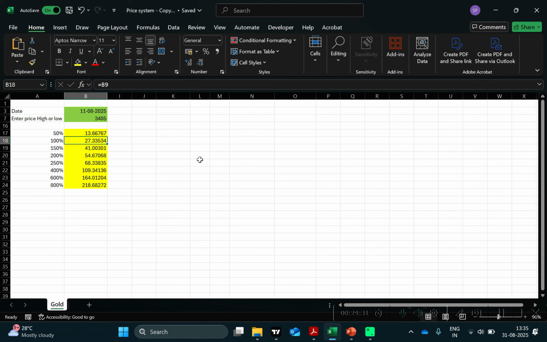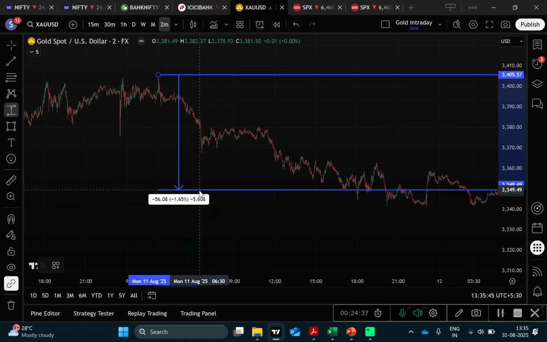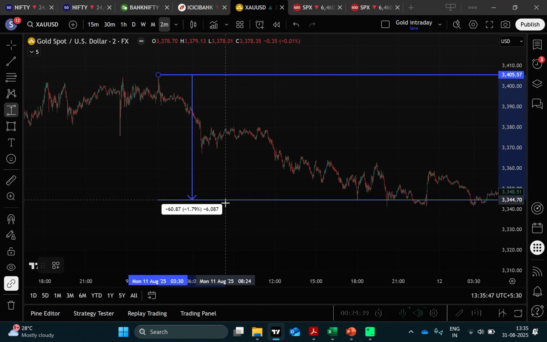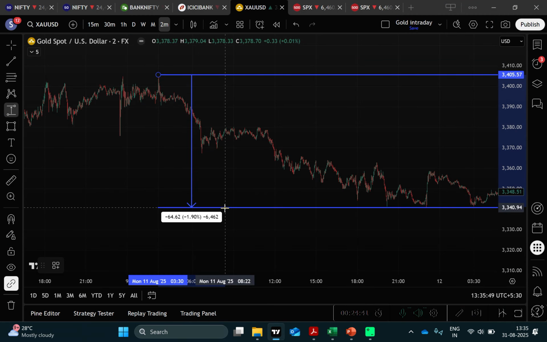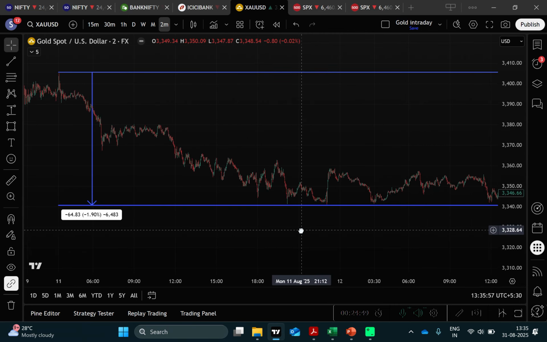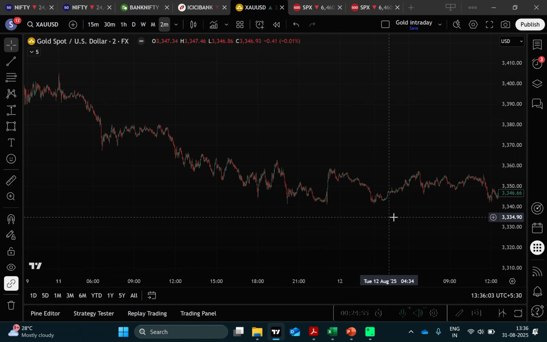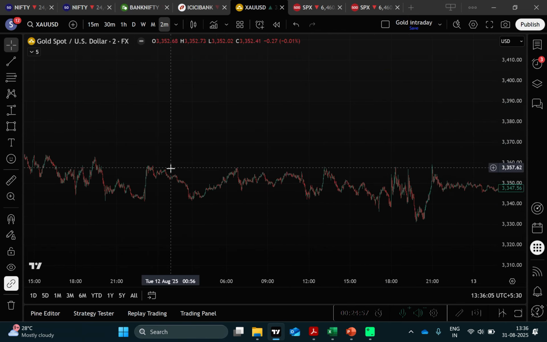What we need is 41, 54, and then 68. Okay. Got 65 here. Let's take that. Missed by 3 points, which is fair enough. Okay, let's check the next day, 12th.